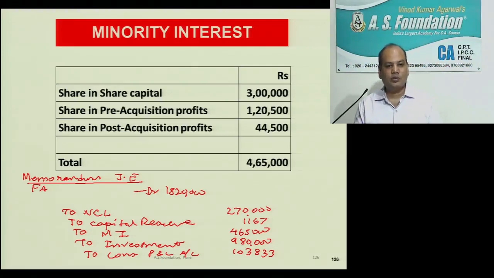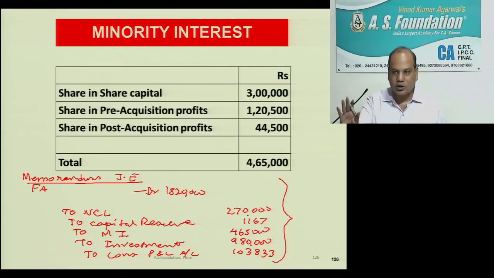Is the total matching? Dear student, is the total matching? Yes. Now you give the effect of this entry. That's it. That is consolidation. Take the opening balance sheet of the parent given to you. Give the effect of this entry. Tally the balance sheet. Tallied. 35 lakh on both sides.